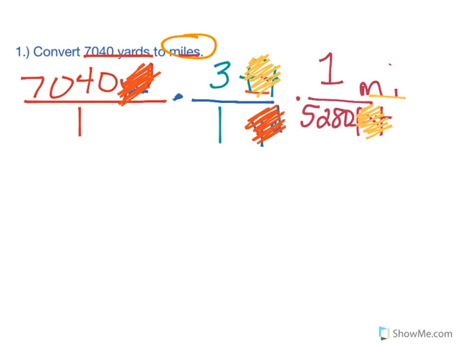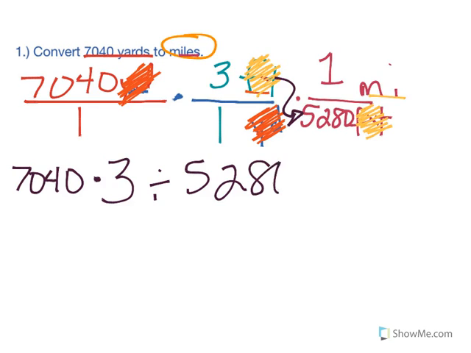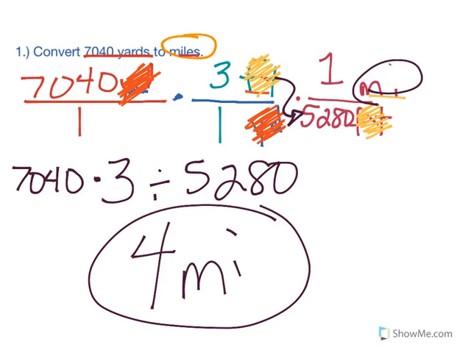So once you have the label that you want, now you can go ahead and do the math. I just go left to right. I start with my 7,040. The next number I see is in the top. If it's in the top, I multiply. The next fraction, the number here is in the bottom. So I will divide by 5,280. So the top you multiply, bottom you divide, and when you put those together, you will end up with 4, and then your label is miles.